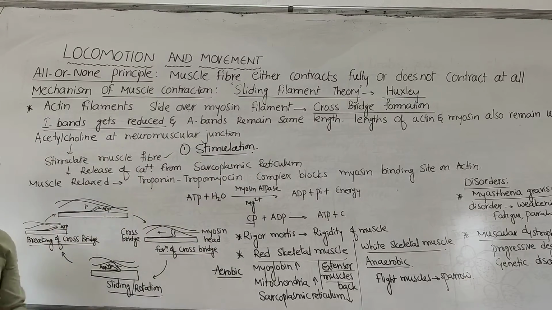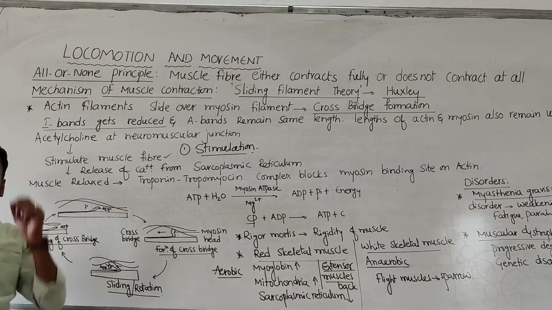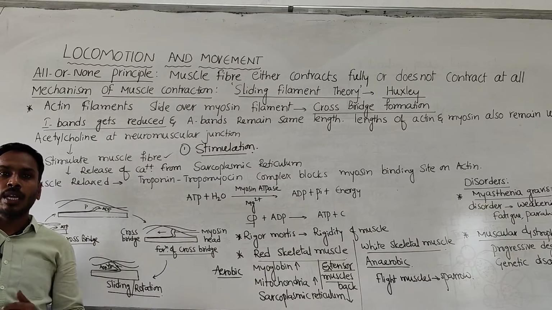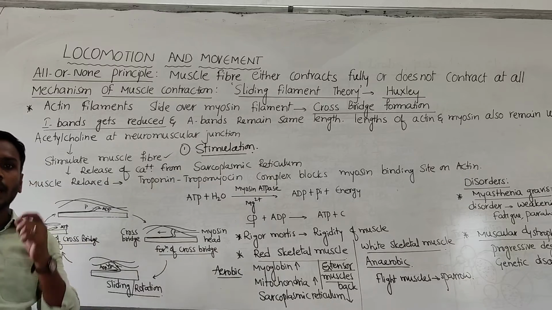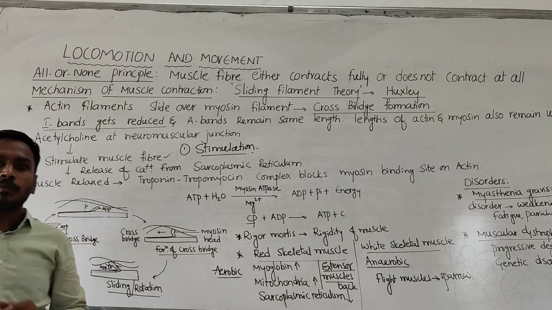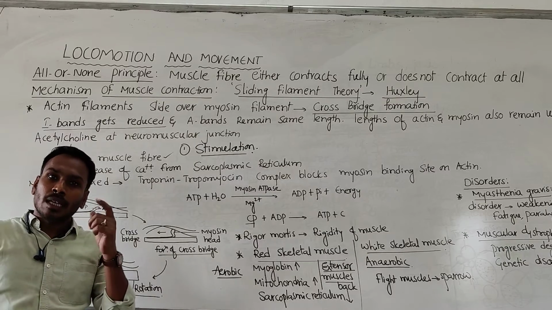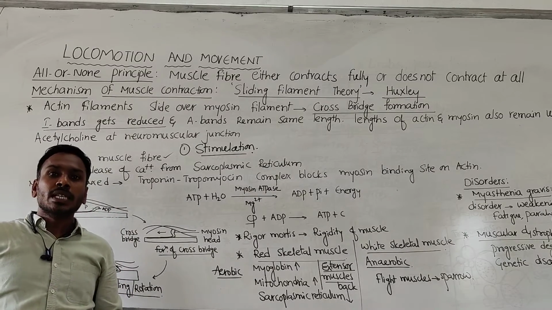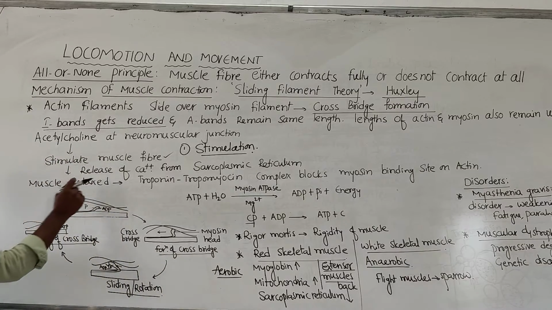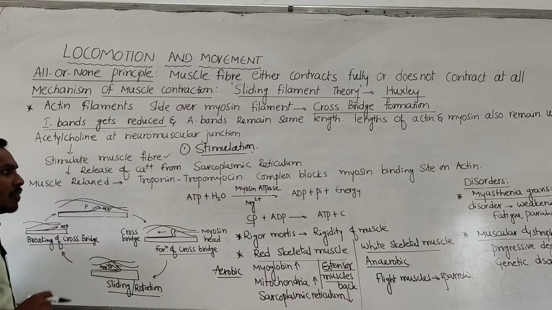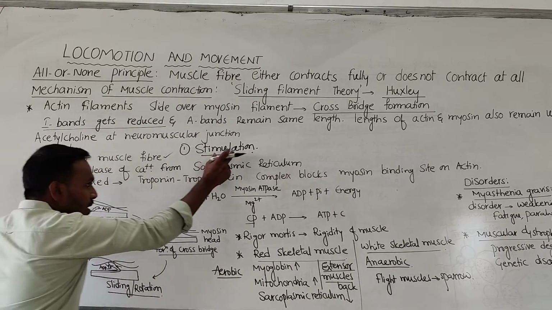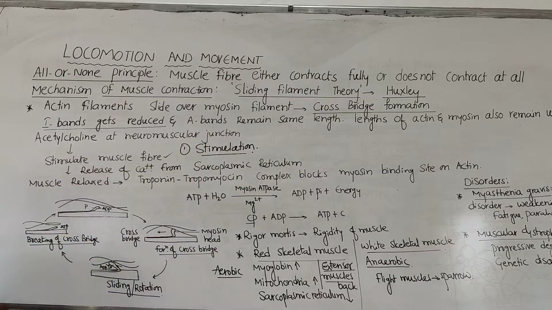Now, this acetylcholine causes the release of calcium ions from the sarcoplasmic reticulum. What is the sarcoplasmic reticulum? In the sarcoplasm of the muscle fiber, the endoplasmic reticulum is called the sarcoplasmic reticulum, which is the source of calcium ions. These calcium ions are essential for muscle contraction. The first process is the stimulation process.